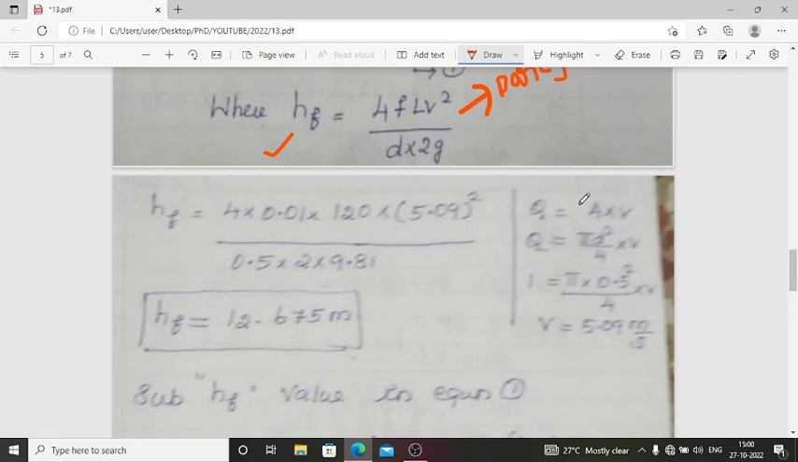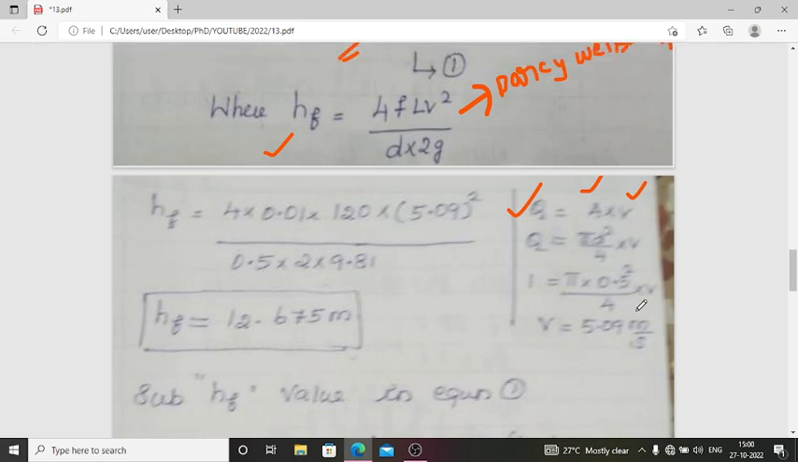This velocity is calculated from the volumetric flow rate formula. Volumetric flow rate is equal to area into velocity. So what is the area? Pipe area is pi d squared by 4 into V. The pipe diameter is given. Inside diameter is 0.5, squared, divided by 4 into velocity V. So from this, velocity is equal to 5.09 meter per second. The velocity units are meter per second, so take the velocity value directly.